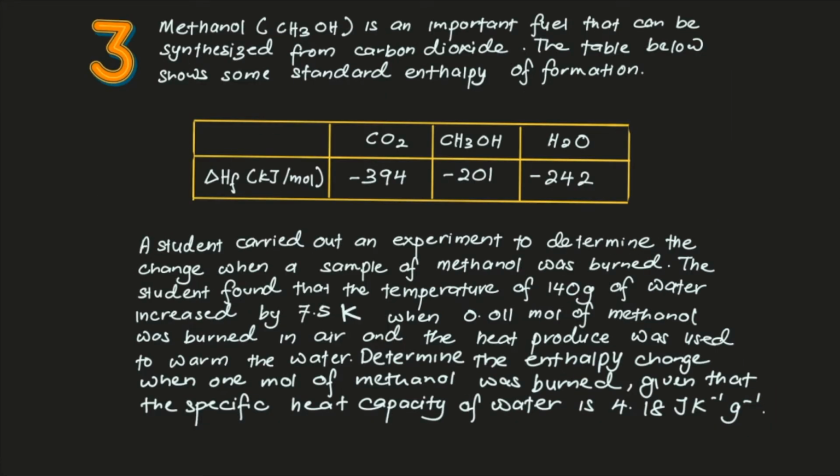Let's move on to question number 3. Methanol is an important fuel that can be synthesized from carbon dioxide. The table below shows some standard enthalpy of formation. A student carried out an experiment to determine the enthalpy change when a sample of methanol was burned. The student found that the temperature of 140 grams of water increased by 7.5 Kelvin when 0.011 mole of methanol was burned in air and the heat produced was used to warm the water. Determine the enthalpy change when 1 mole of methanol was burned, given that the specific heat capacity of water is 4.18 joule per Kelvin per gram.